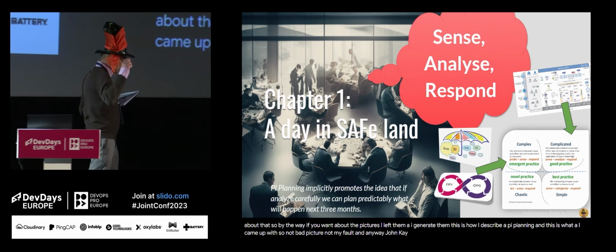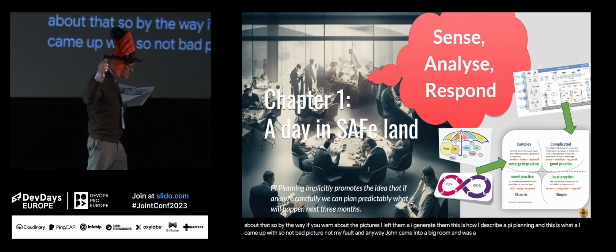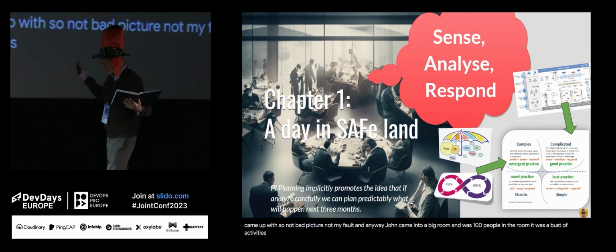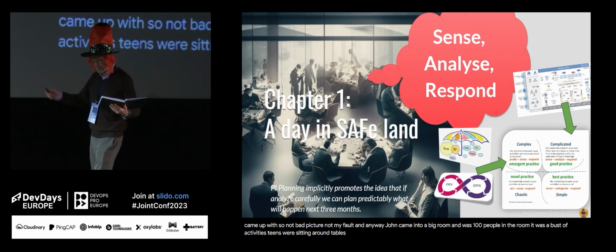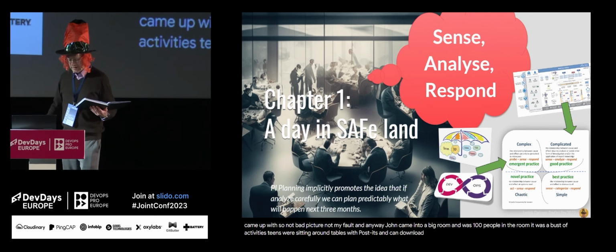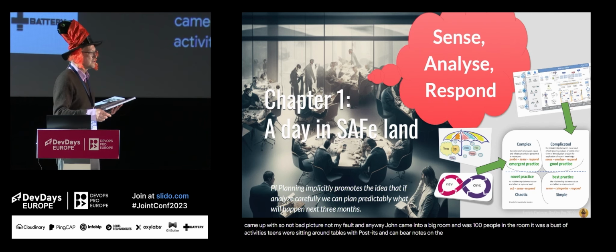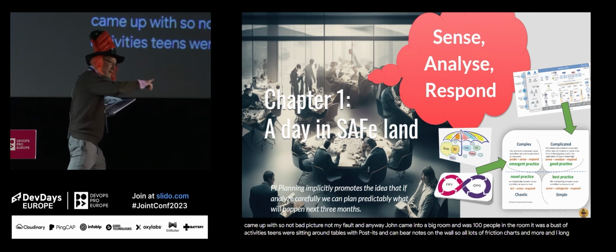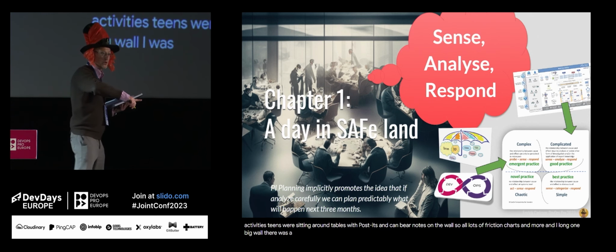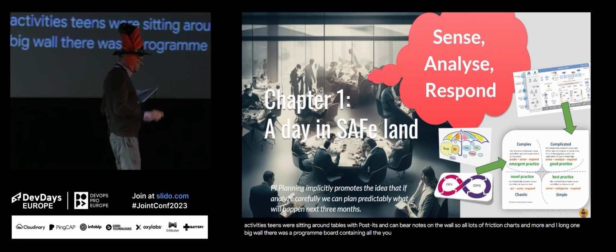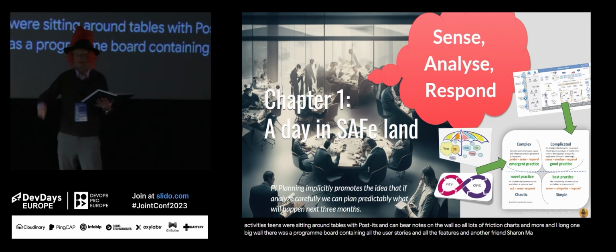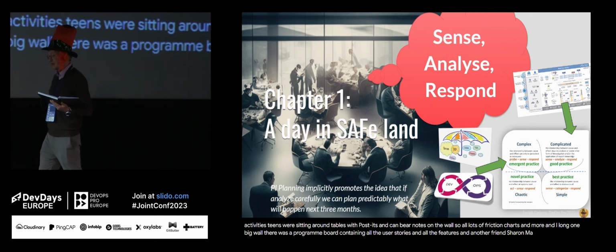John came into a big room. There were 100 people in the room. It was a buzz of activities. Teams were sitting around tables with post-its and Kanban notes. On the walls, there were lots of flip charts and more. And along one big wall, there was a program board containing all the user stories and all the features and a lot of red yarn marking dependencies between all of these stories.